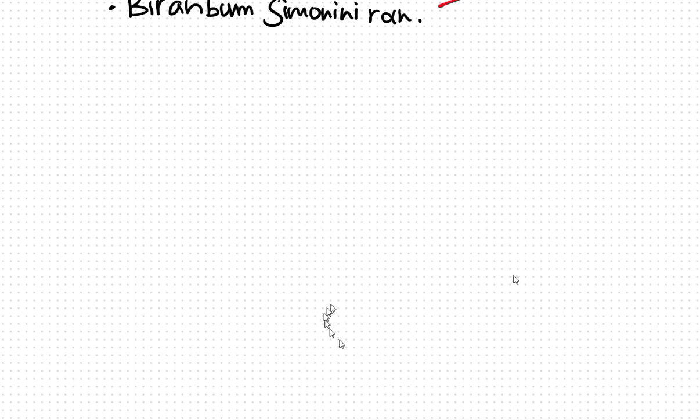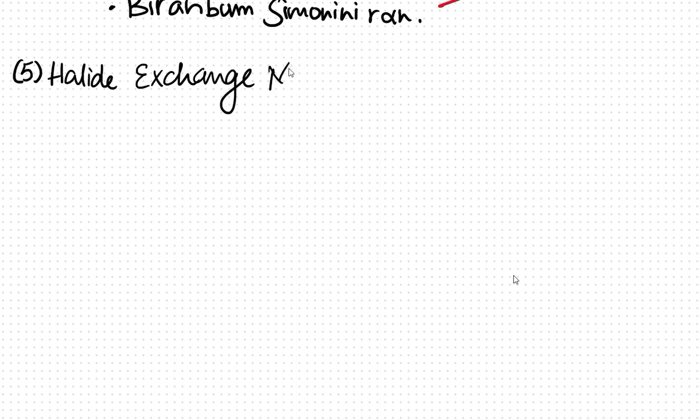Moving on, another cool method for preparing haloalkane is known as the halide exchange method. Halide exchange method is fairly easy. It is a very simple method. This method is also called the Finkelstein reaction. This reaction through which haloalkane is prepared is also called the Finkelstein reaction.